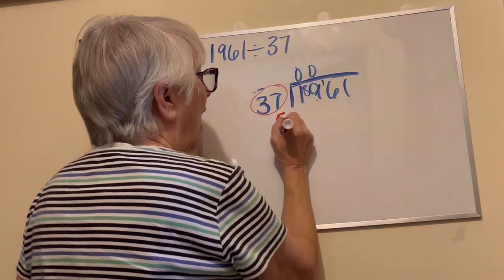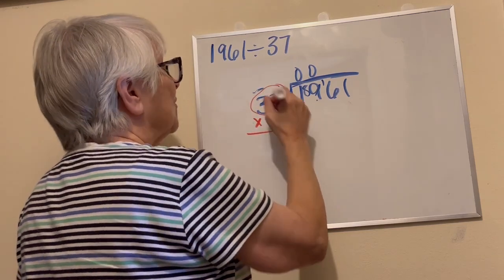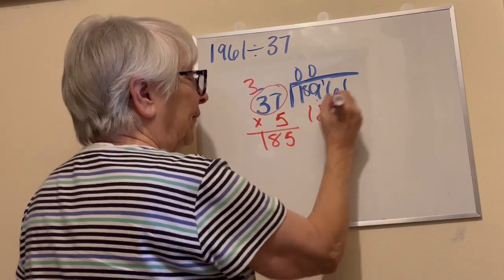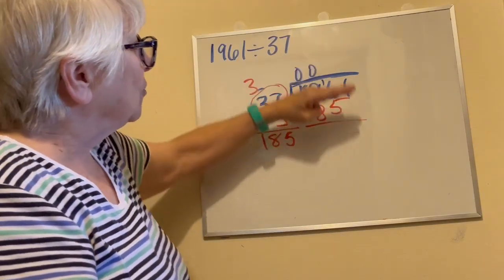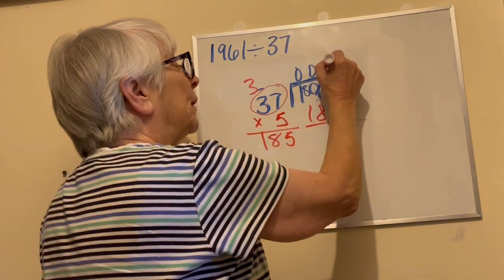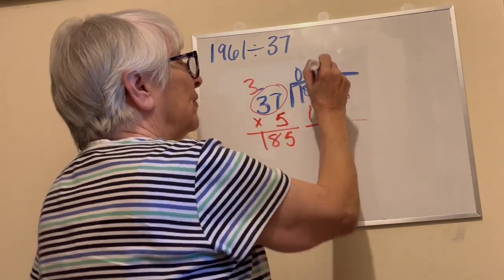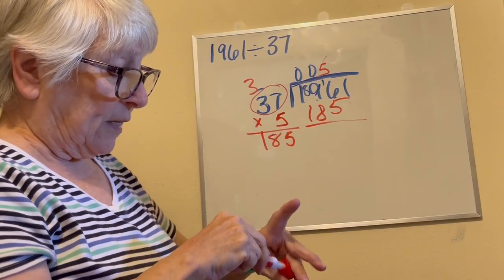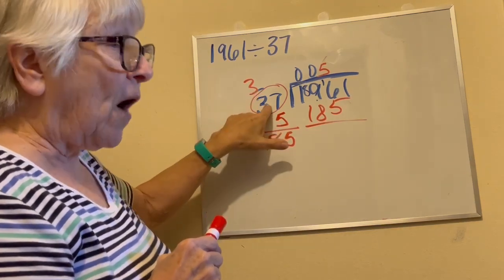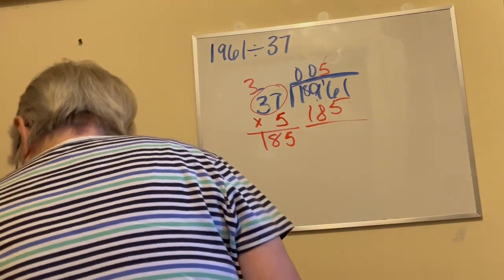So I'll try 5. 5 times 7 is 35. 3 times 5 is 15. 16, 17, 18. Oh, good, 185. And then we're back on track. So if you subtract to get a number larger than the number you're dividing by, that means that this 4 up here was not right. And we have to make it larger. And the 5 is the correct one. So if you multiply then subtract to get a number larger than your divisor, go back and try a different number because that's not the right one. That won't work.